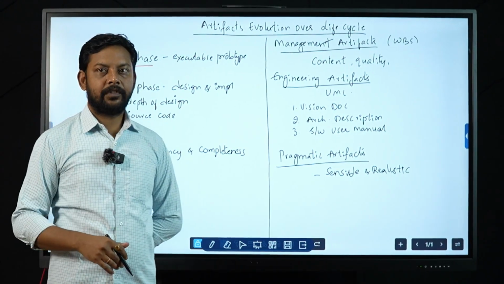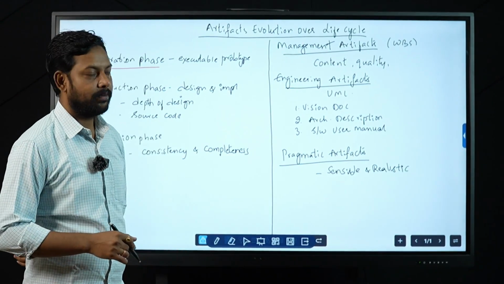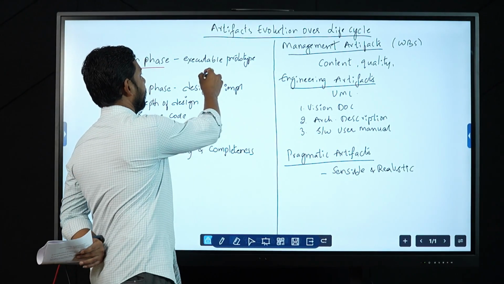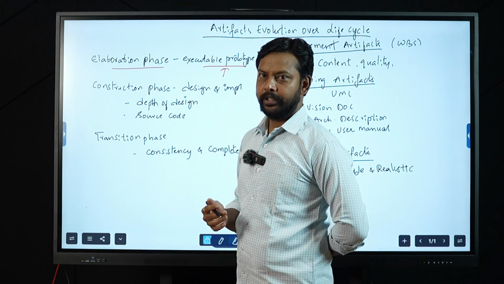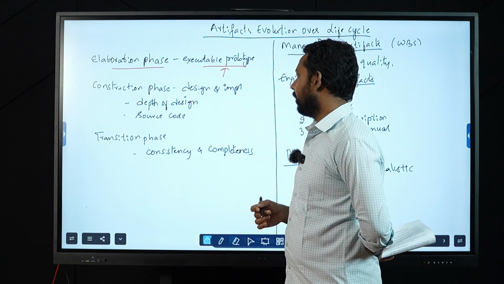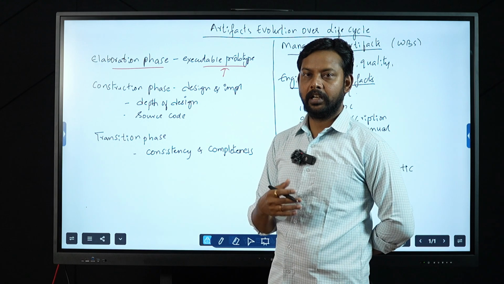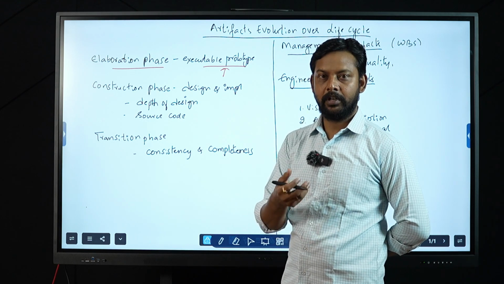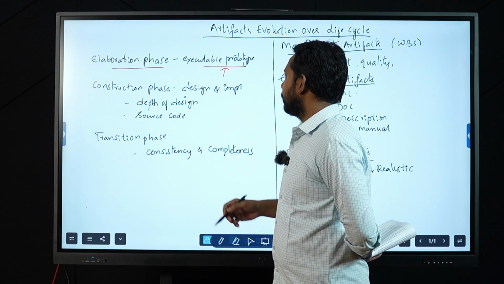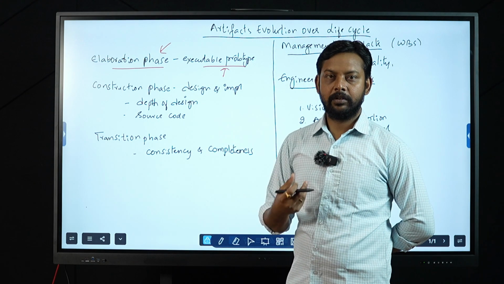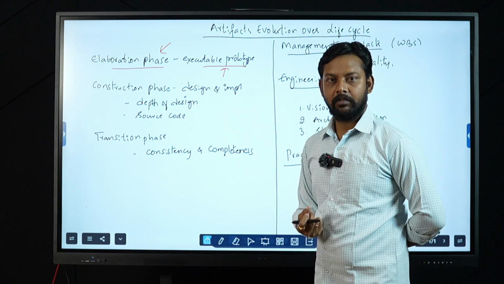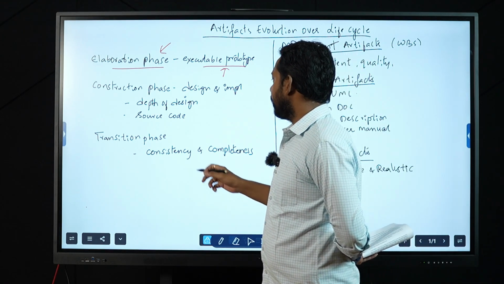In this particular phase, the artifacts related to your software development will majorly focus on the executable prototype. So at every stage, you are going to design or you are going to work with releasing your version of your process that is being developed. This elaboration phase is going to focus on whether your prototype is working as per the requirement or not. Second is your construction phase.